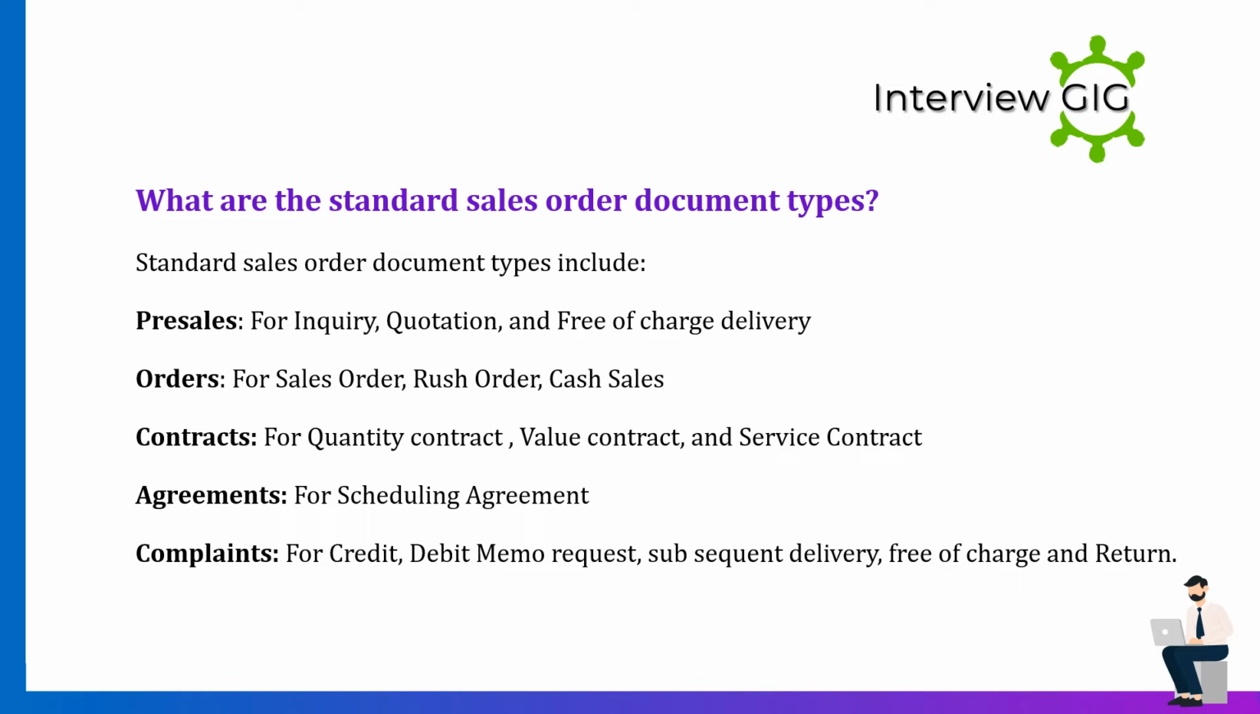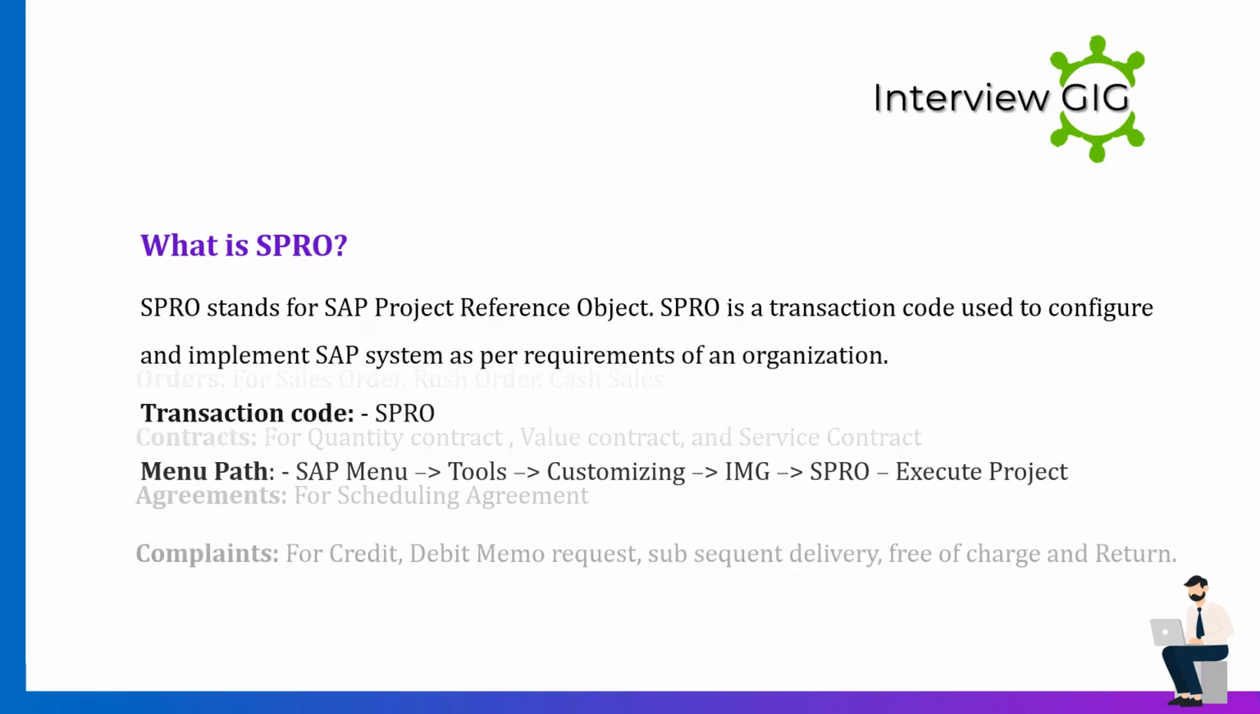What are the standard sales order document types? Standard sales order document types include pre-sales, for inquiry, quotation, and free of charge delivery. Orders, for sales order, rush order, cash sales. Contracts, for quantity contract, value contract, and service contract. Agreements, for scheduling agreement. Complaints, for credit, debit memo request, subsequent delivery, free of charge and return.